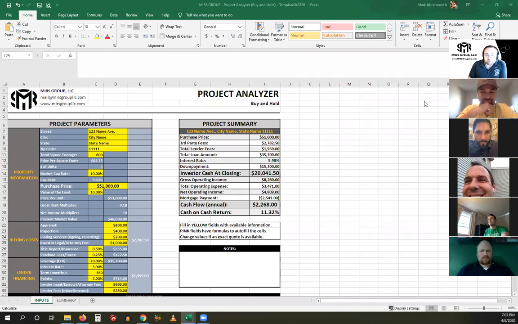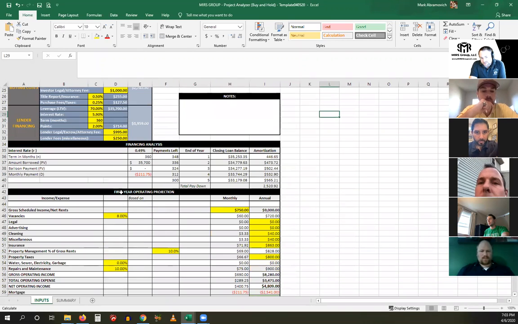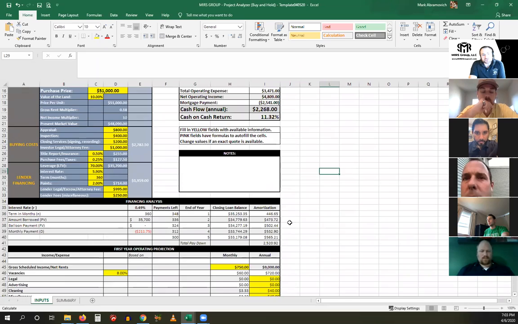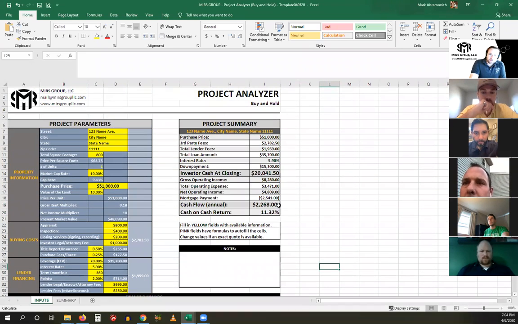And this is a project analyzer for buy and hold. This allows you to analyze a property based on what you're paying for it and what the numbers specifically for the property will be. This gives you an opportunity to see what your first year cash on cash is, as well as then start projecting it out to see what will happen.